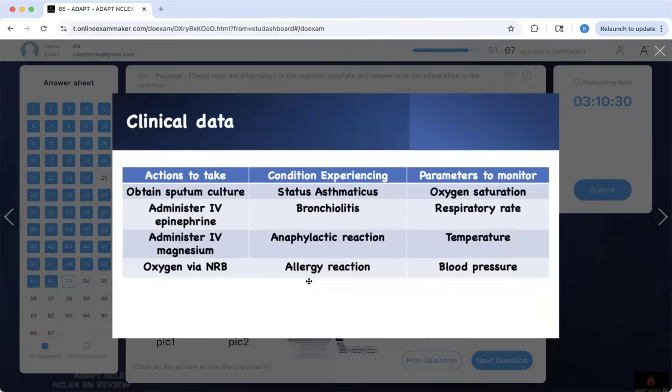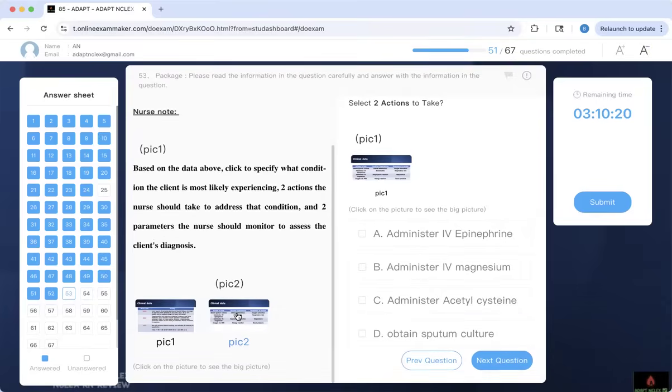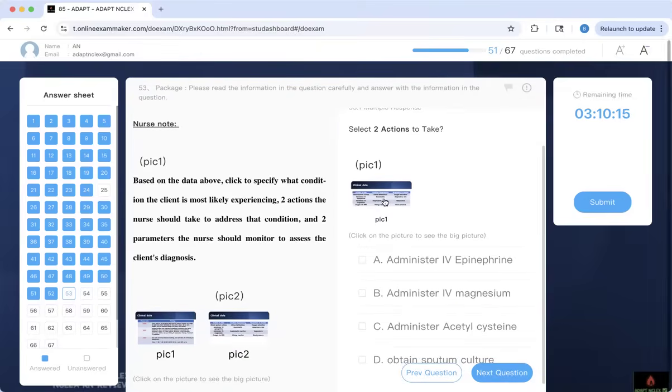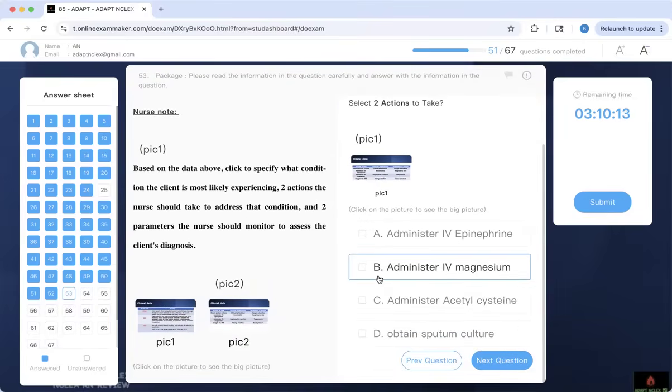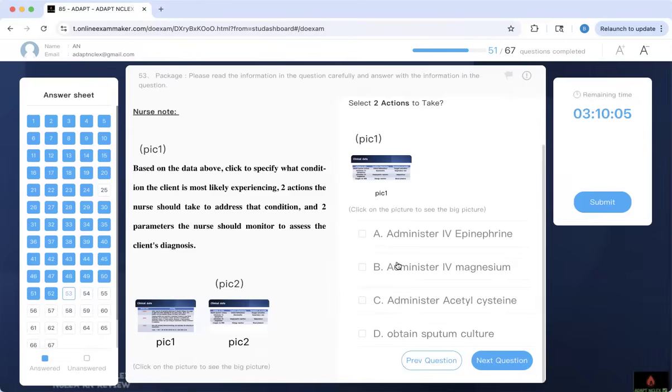Bronchiolitis is in the very young. They will tell you runny nose, everything looks so bad. They're congested. And therefore, in this case, the patient is suffering from what? Asthma. If he's suffering from asthma, what is the question? Select two actions to take. What action are you going to take? He's already on IV steroid medication. He's getting albuterol, ipratropium. What is the next thing you should do?